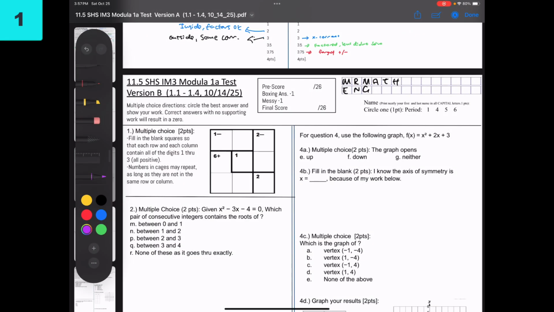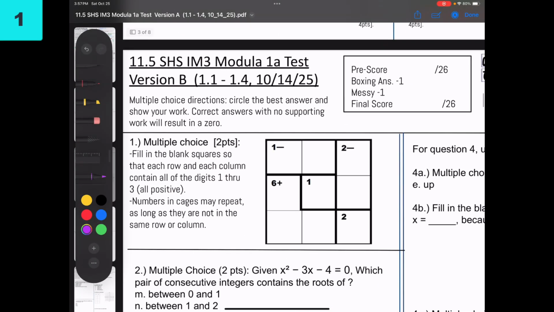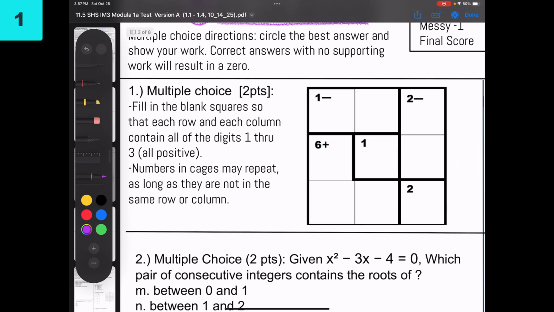Hey guys, Mr. Mathing going over the 11.5 Savannah High School Integrated Math 3 Modula version B taken on October 14, 2025. Let's go over the Ken. Remember, we need the numbers 1 to 3 and they should all be positive. So let's go ahead and pick. Here's my freebies. They have no math operations. So I'm just going to put 1 and 2 right there.